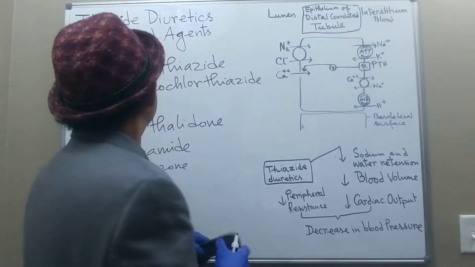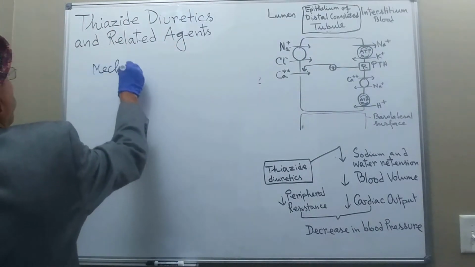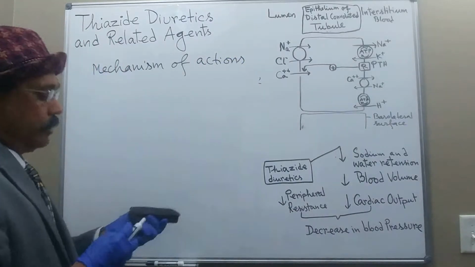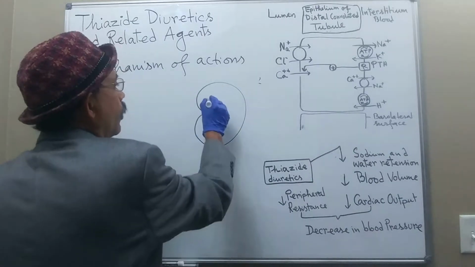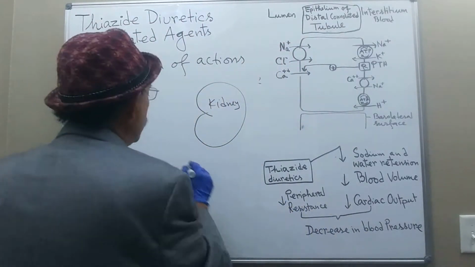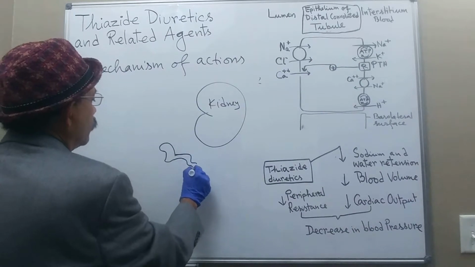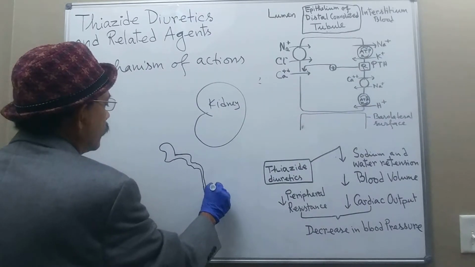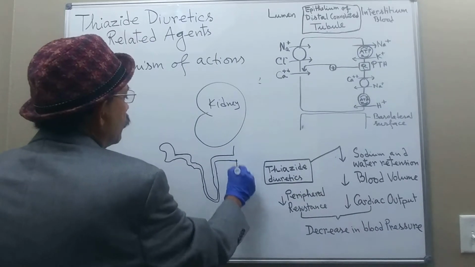Now we'll go to the mechanism of action of the thiazide. If we go to the kidney, each kidney has about 1 million to 4 million nephrons, the unit of the kidney. So we have the proximal convoluted tubule, the descending limb of the loop of Henle, thin segment, and also the thick segment, loop of Henle. Then we have the distal convoluted tubule, then the collecting tubule.